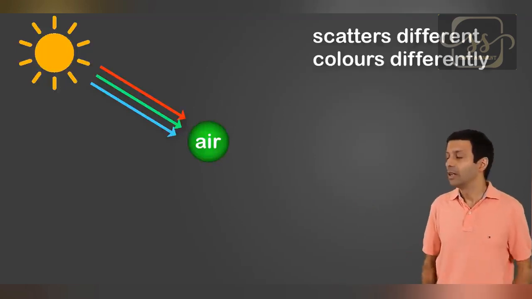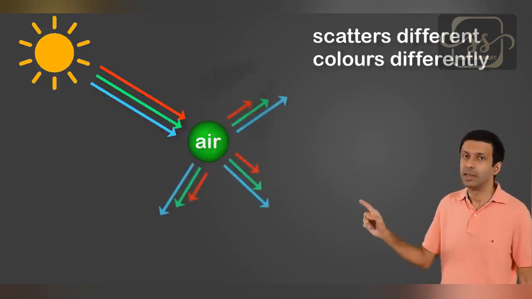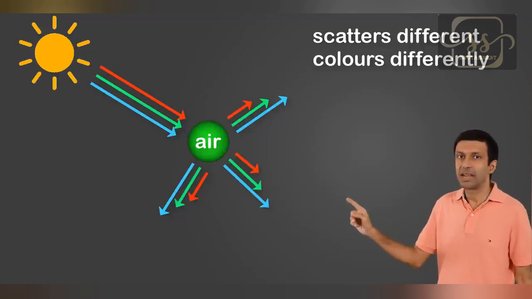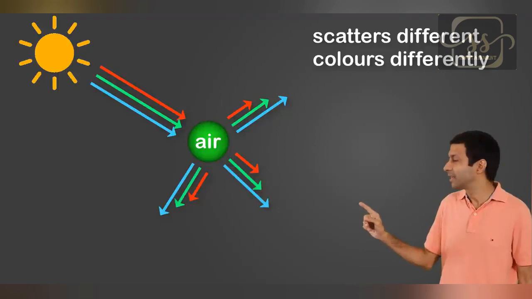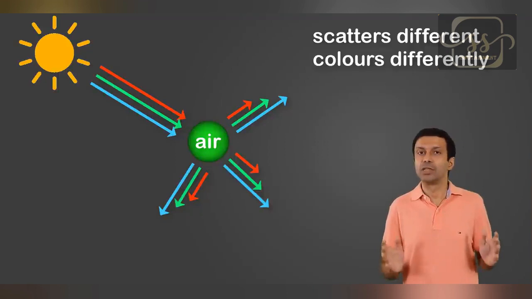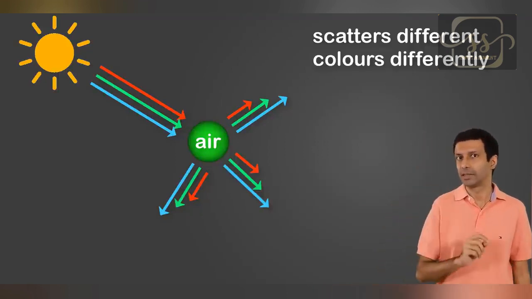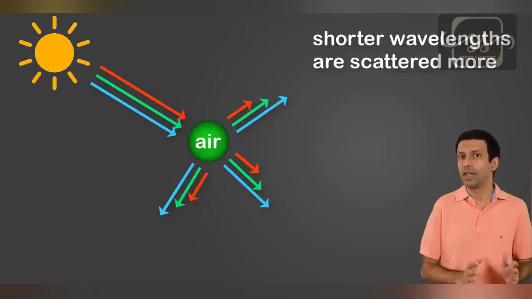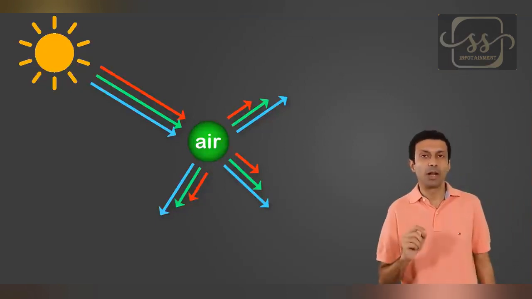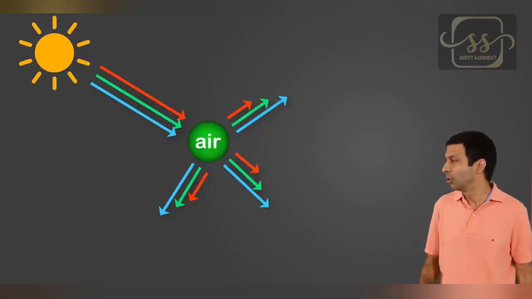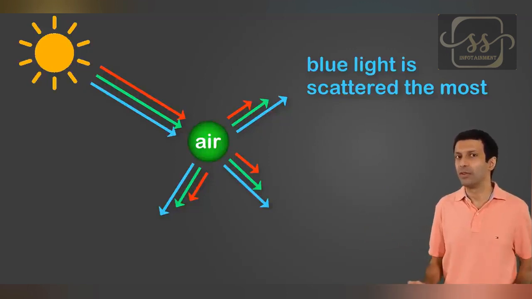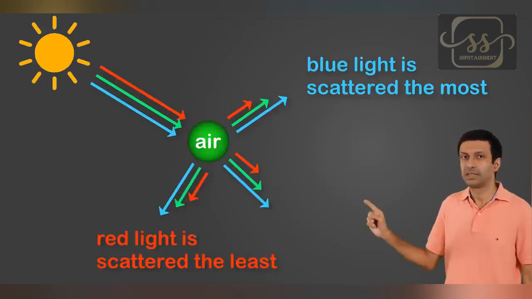The air molecule scatters the different colors differently. And as you can see, the blue color is scattered more than the green color and that's scattered more than the red color. Why? Because different colors have different wavelengths. And shorter wavelengths are more scattered than larger wavelengths. Blue color has the smallest wavelength, so it is scattered the most. And red color has the largest wavelength, so it's scattered the least.